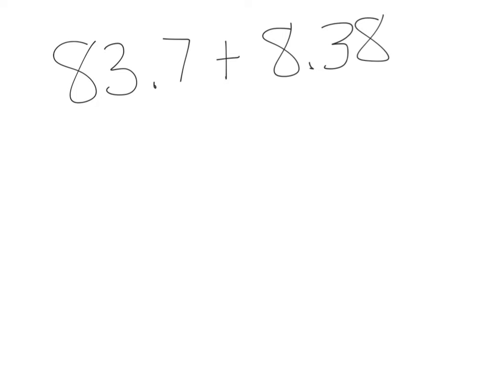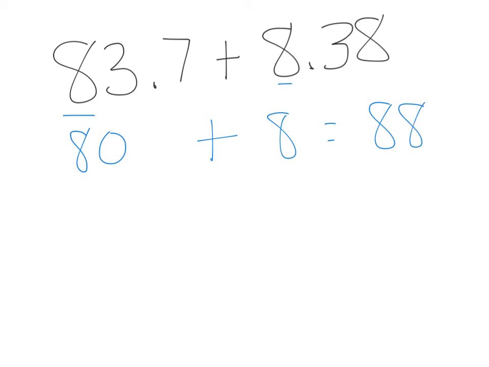What you want to do is look at each number individually and round them to the highest place value they have. So in the first number we have 83.7. What you can do is round this to the tens place, so 83.7 would be rounded to 80. Then we're going to move to the right number. 8.38 should be rounded to the ones place, and that should be 8. So your answer should be pretty close to 88.